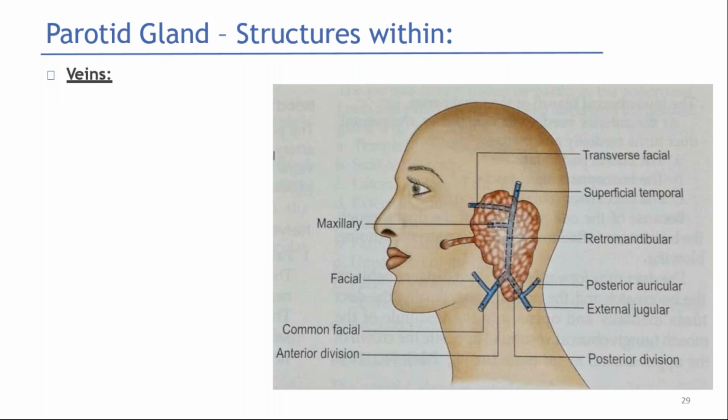Coming to the veins, the important veins in relation to the parotid are the maxillary, facial, and retromandibular. Always the veins go hand in hand with the arteries.